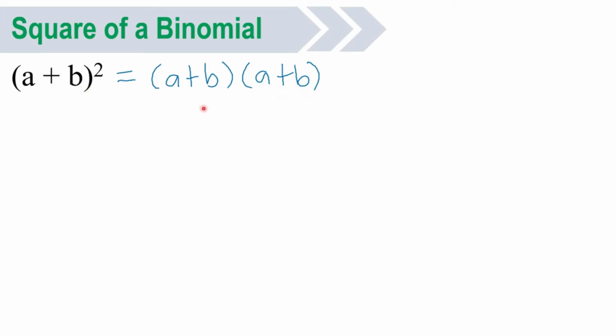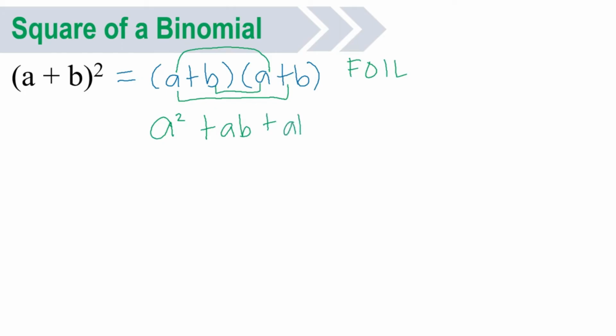And usually, we are applying FOIL method to solve for this. Let us try to use FOIL method. So we have FOIL. F for the first terms, a times a, that will be a squared. Then outer terms, we have a times b, we have positive ab. Then inner terms, b times a, that is also positive ab. And for the last terms or letter L, we have b times b and it will be b squared. This is how we solve for it using FOIL method.